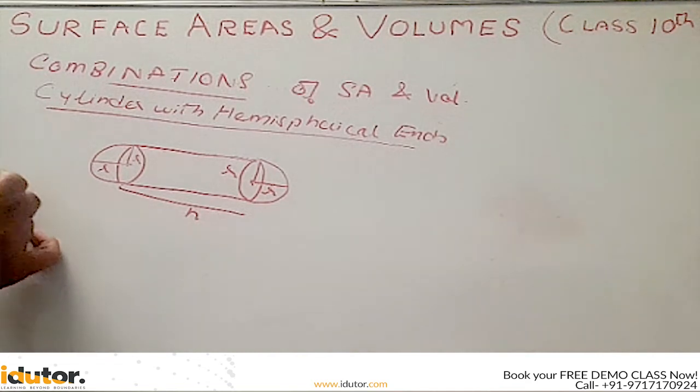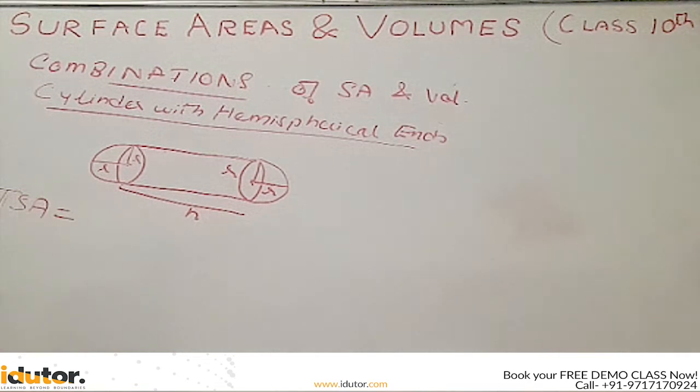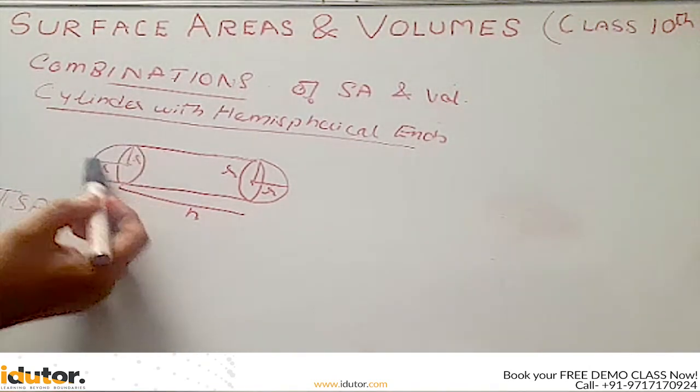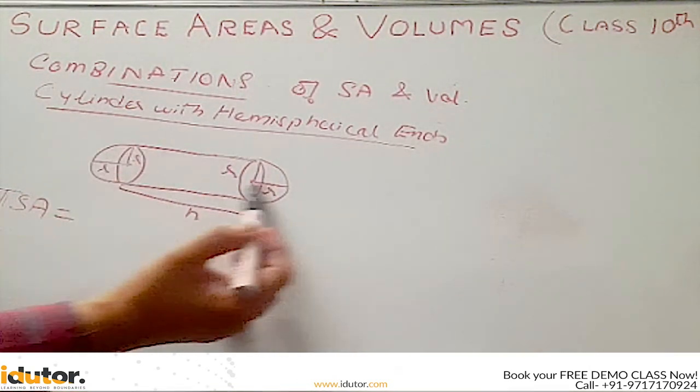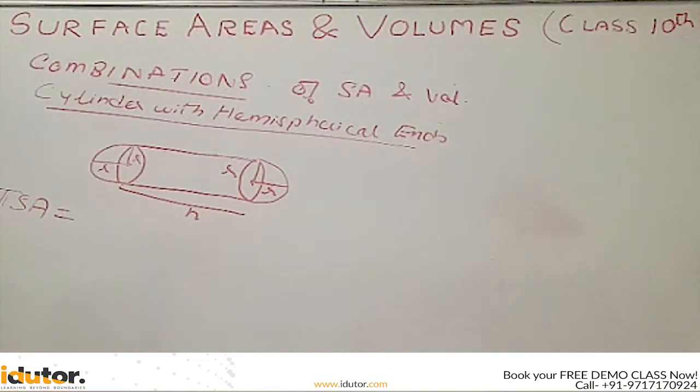Now, first of all, let us find out the TSA, the total surface area of this figure, this particular object. It can be a gulab jamun. You might have seen it in the market. Gulab jamun can be of this shape: a cylinder with hemispherical ends on both sides.